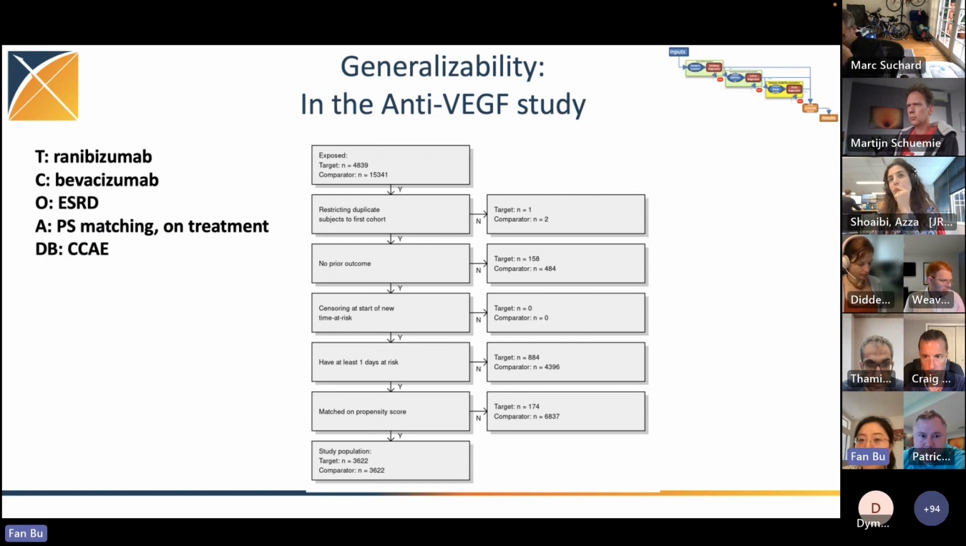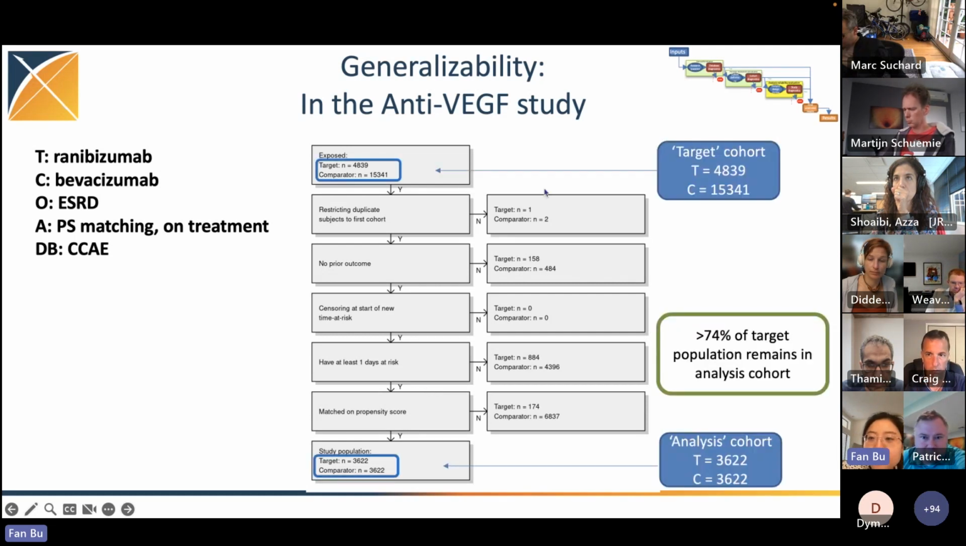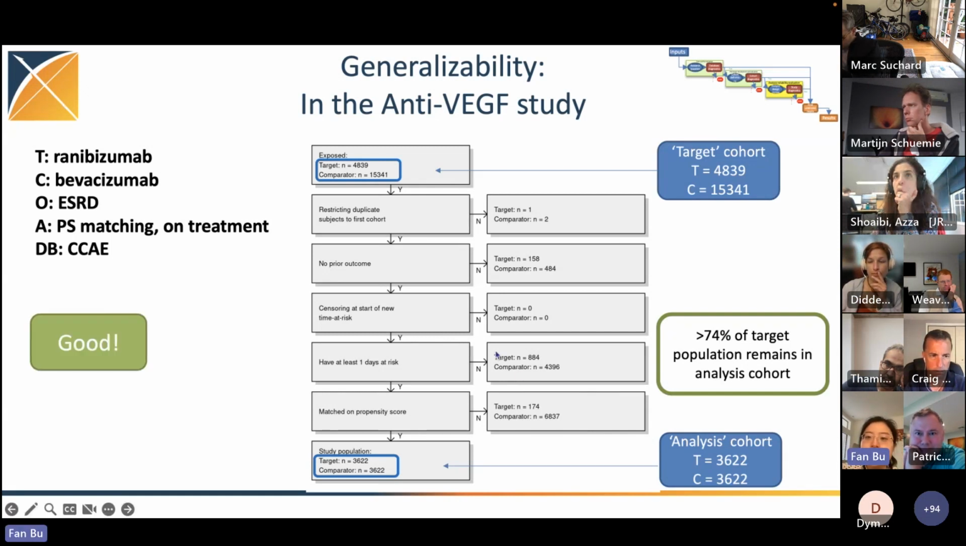And when it comes to our anti-VEGF study here, again, we can pull up the attrition flowchart under the estimation tab of the Results Shiny app. And we can compare the cohort counts between the original target cohort and the analytic target cohort. We see that those two numbers do not differ by a lot. And actually, we have more than 74% of the target population still remaining in the analysis cohort at the end. So again, this is a good sign.